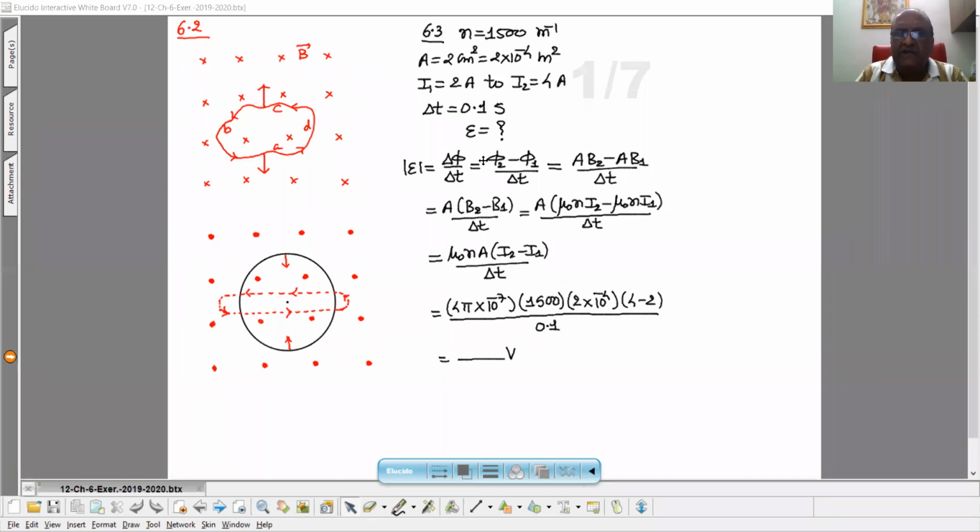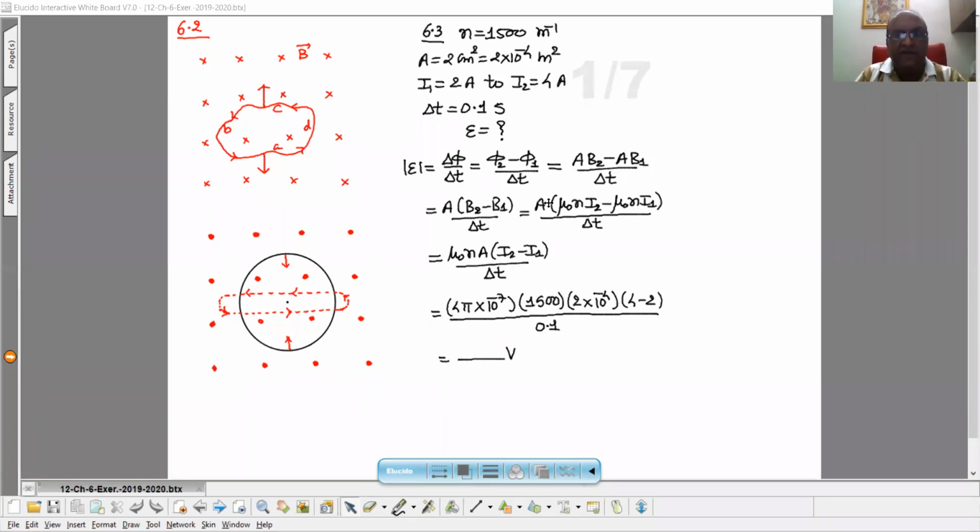EMF induced, that is delta phi by delta T, that is phi 2 minus phi 1 upon delta T, that is equal to phi 2, that is AB2, phi 1, that is AB1. Area is constant. Magnetic field is changing. So take area A common, B2 minus B1 upon delta T, area as it is.